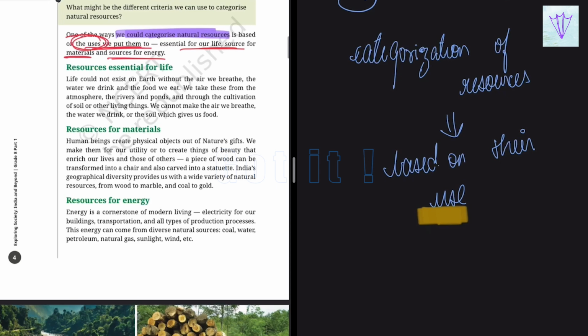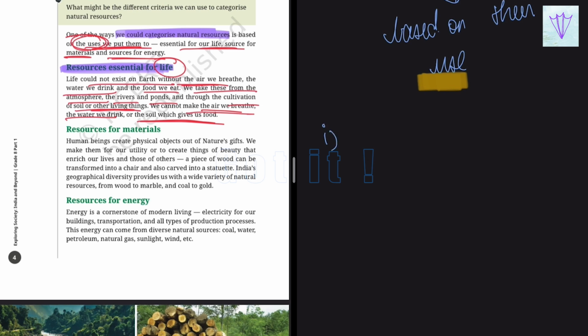So the first category is the resources which are essential for life. Life could not exist on earth without the air we breathe, the water we drink, the food we eat. We take these from the atmosphere, the rivers, ponds, and through the cultivation of soil and other living things. We cannot make the air we breathe, the water we drink, or the soil which gives us food. So the very first category of resources is the resources which are essential for our existence, essential for our life.